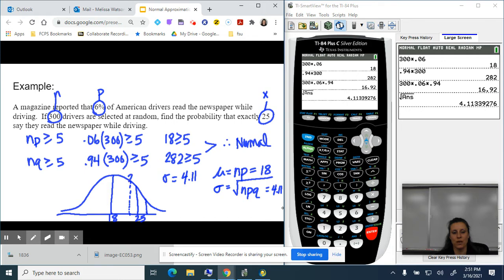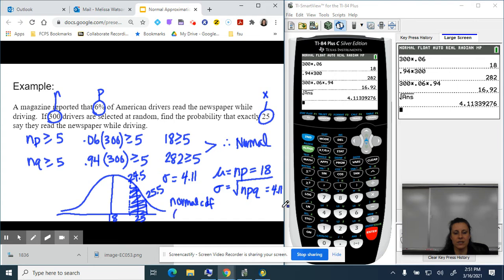So that would be 24.5 up to but not including 25.5. So we use what's called the boundaries. We subtract 0.5 and add 0.5, and that gives us a width. And those would be all of the decimal values that would round to a whole number of 25. So I'm going to find the area between them. We've talked about calculator functions for the normal curve, so I'm just going to show that. I'm going to use normalCDF.